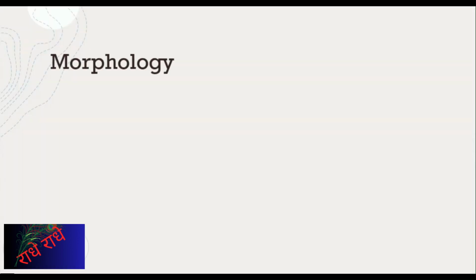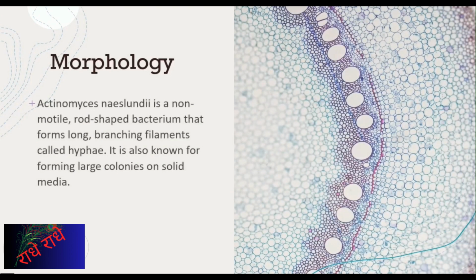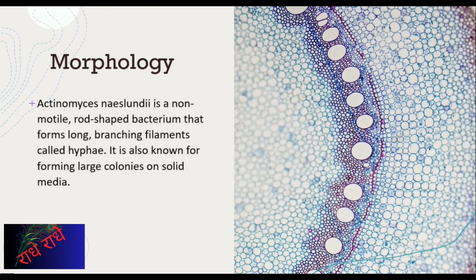Actinomyces naeslundii is a non-motile, rod-shaped bacterium that forms long, branching filaments called hyphae. Visible to the naked eye, its colonies can grow to be quite large. Under a microscope, one can observe the long, string-like structures of the hyphae, with this species of bacteria being one of the few that form them.